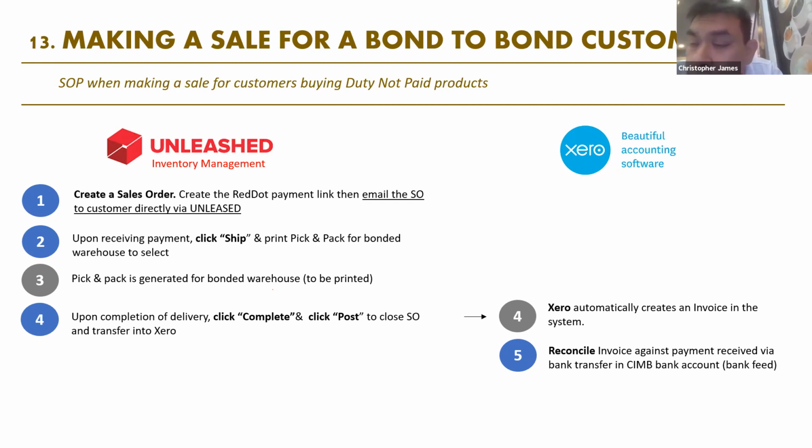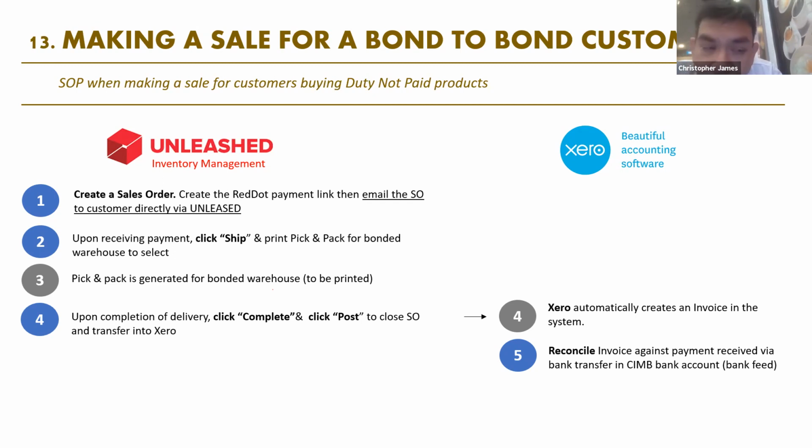Karine, you press ship number 2 once Adeline has created the sales order. Whether payment is received or not received, as long as you press ship, it will generate a pick and pack. You can take the pick and pack and email it to whoever in the bonded warehouse needs to move the stocks.